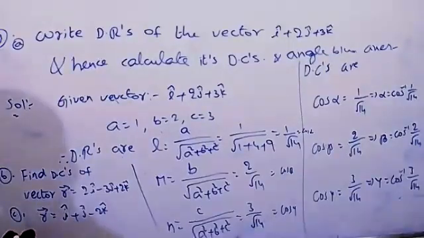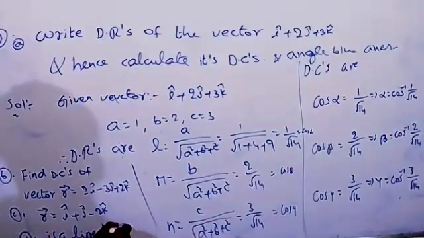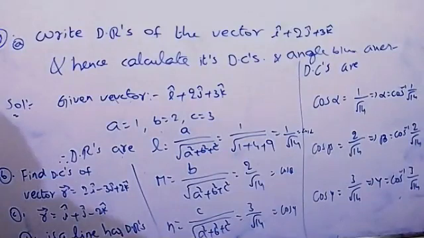Next one. Now sometimes they'll give the point here. If a line has direction ratios 2 comma minus 1 comma minus 2, then what are its direction cosines?